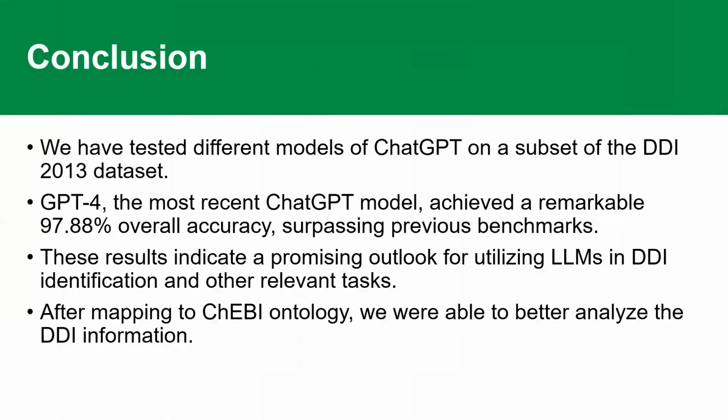So I'd like to conclude by saying that GPT-4, the most recent ChatGPT model, achieved a remarkable overall accuracy of 97.88%, which surpasses the previous benchmarks. These results indicate a promising outlook for utilizing large language models like GPT and others in drug identification and other relevant tasks. And also, after mapping to the CHEBI ontology, we were able to better analyze the drug-drug interaction information.